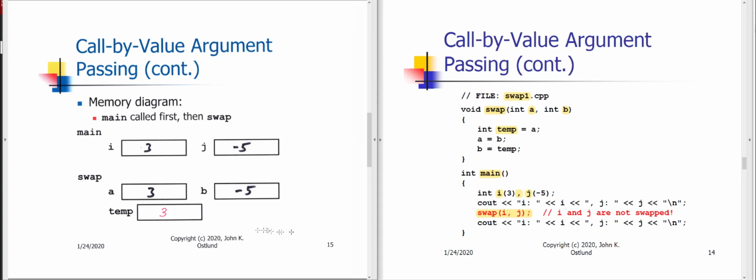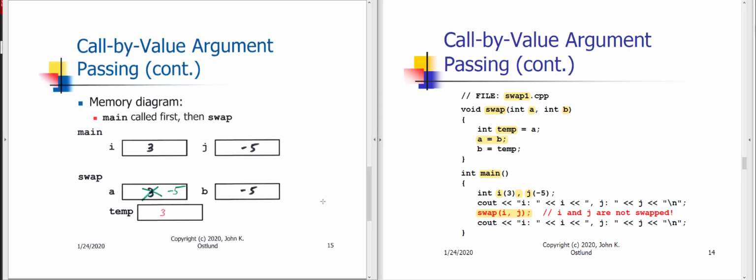We've declared and initialized temp. The next statement is this assignment in which the value of the variable b, -5, is being assigned into a. That means that the current value of a, which is 3, is going to be written over by the bit pattern representing -5. And so here's the result of that assignment statement. Little a no longer contains the bit pattern for 3, now it contains the bit pattern for -5. Notice that that didn't have any effect on the i or the j variable back in main.